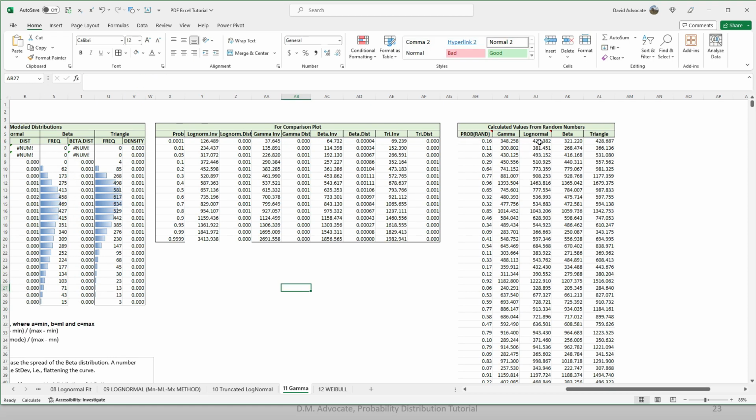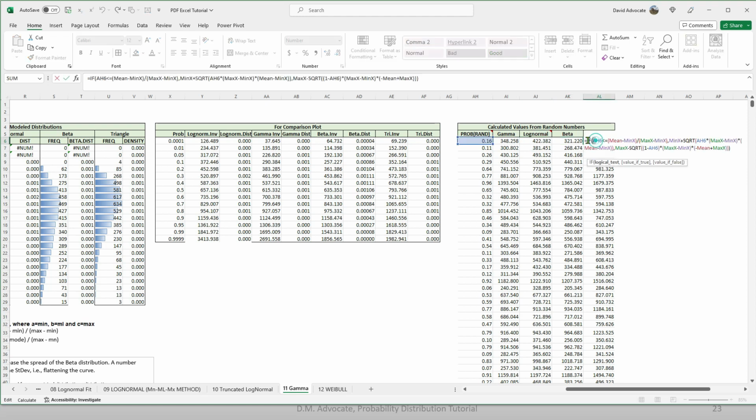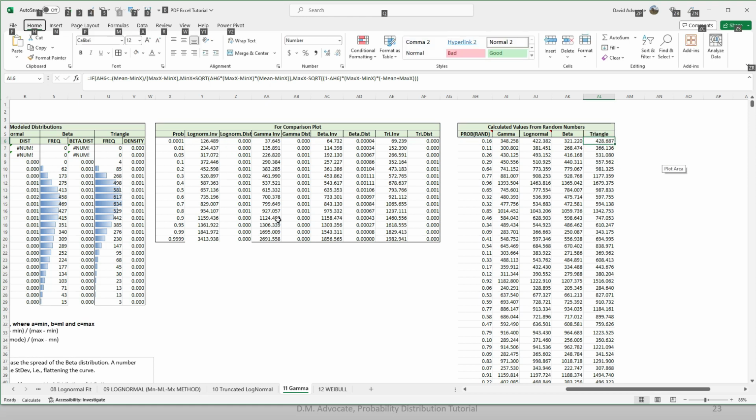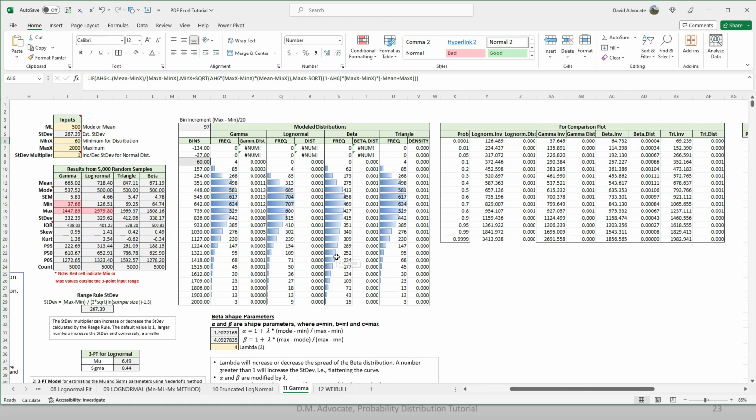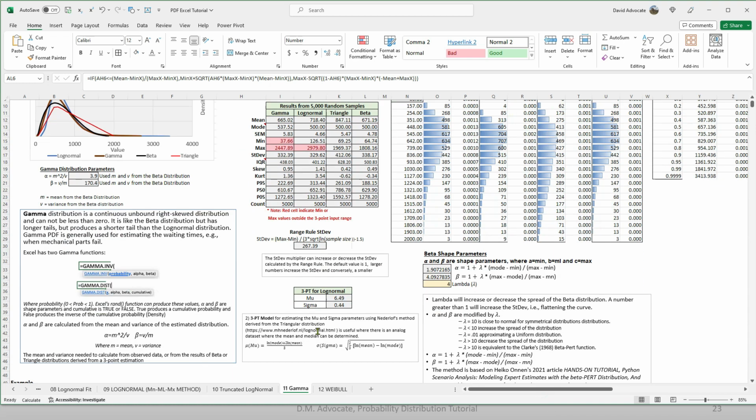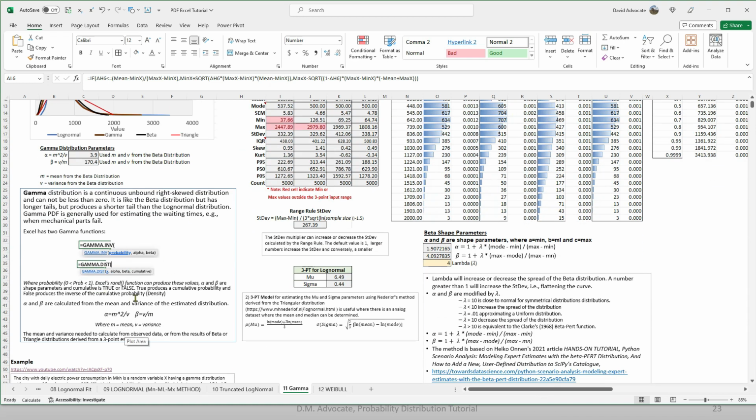We also do likewise for the log normal, the beta, and we use our special formula for the triangle, which is quite a long formula. Then we have our table for plotting our curves, our frequency distributions, and again, some write-up on how to do these types of analysis.